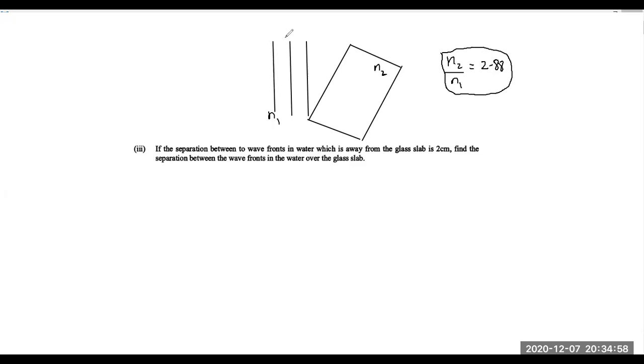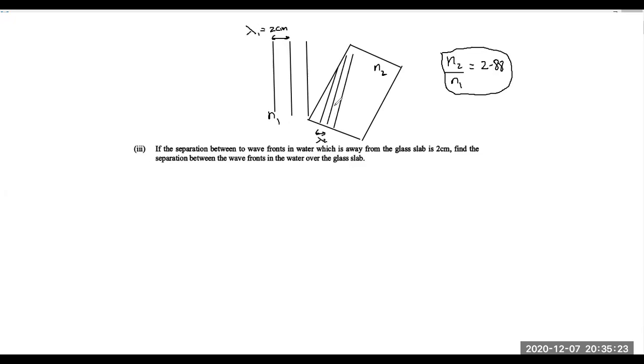We have given this as 2 centimeters. Now, one thing you should be absolutely sure of is that the wave fronts here were like this, much closer to each other. Therefore, now we have a new wavelength. We'll take it as lambda 2. This is lambda 1.